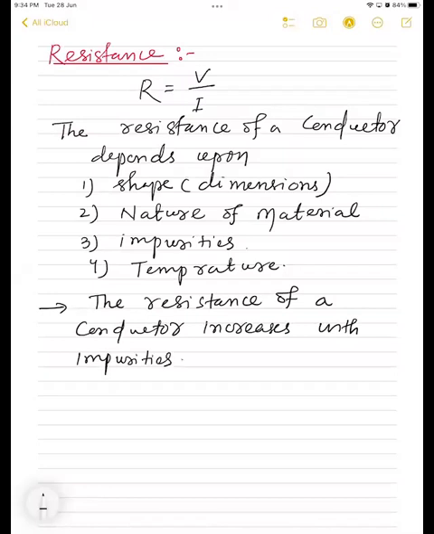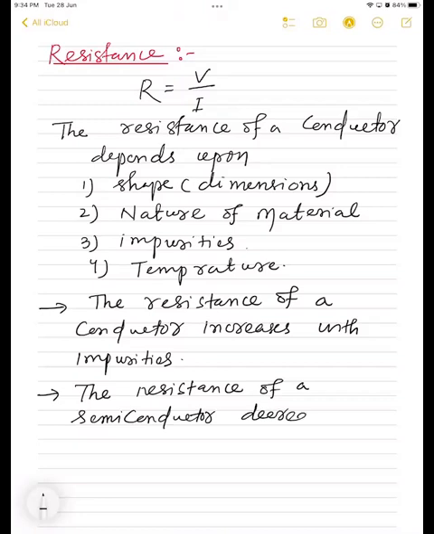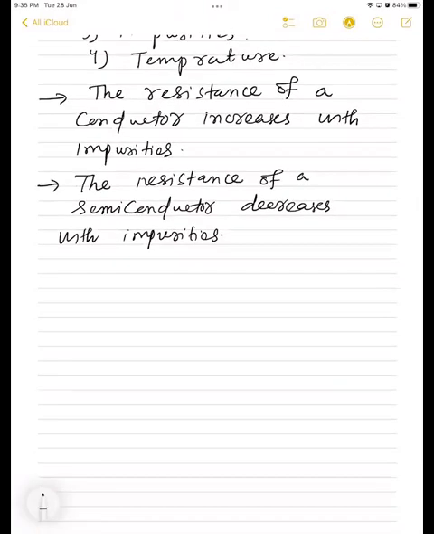But students, another important thing to keep in mind, we'll see how it happens. The resistance of a semiconductor decreases with impurities, which is good for us. At one point, adding impurities will be good for us, which we will see when we study semiconductors. The resistance of a semiconductor decreases with impurities. Understood?